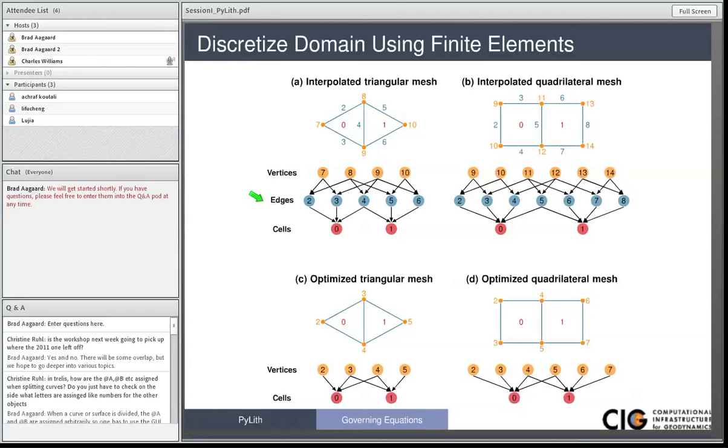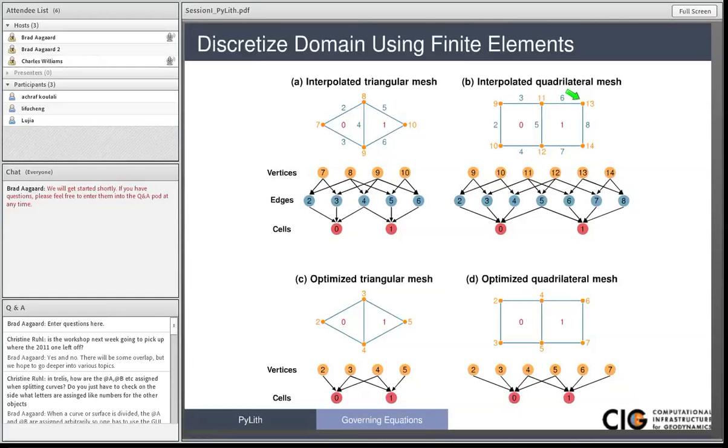We have the same thing on the upper right for a quadrilateral mesh. We have 2 quadrilateral elements, 0 and 1. Quadrilateral 0 is made up of vertices 9, 10, 12, and 11. Quadrilateral 1 is made up of 11, 12, 14, and 13.